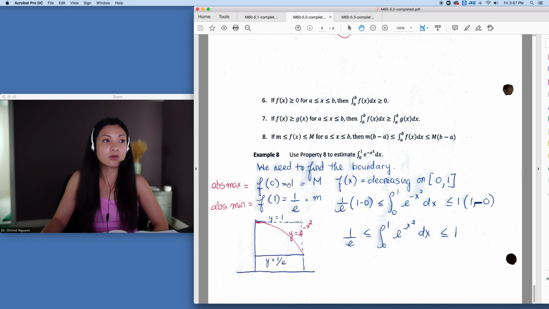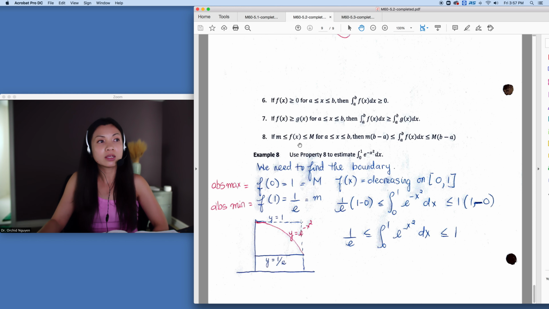So f of 0 is 1. Let's call it the big M, which is the absolute max. This is the absolute min. f of x is decreasing on 0 to 1. The function is decreasing from 0 to 1. So if you graph it, you will see that it's decreasing, right? And then we're using this one right here.